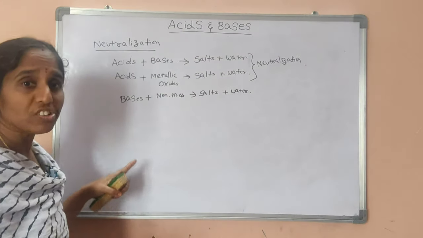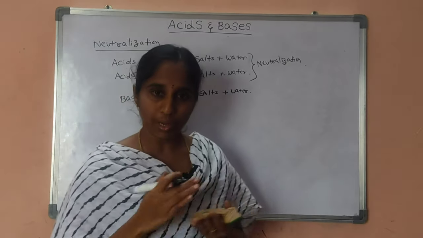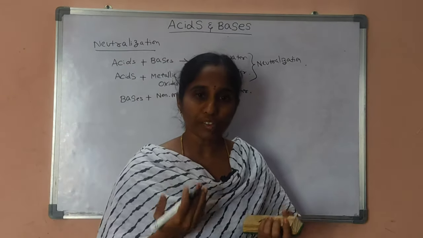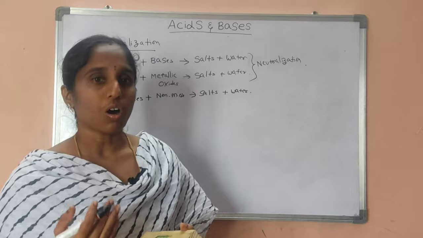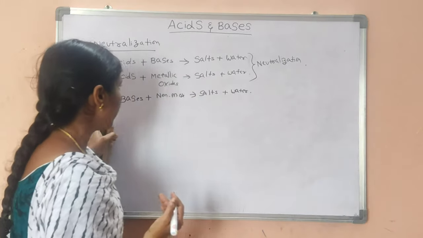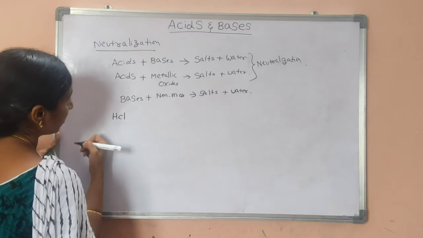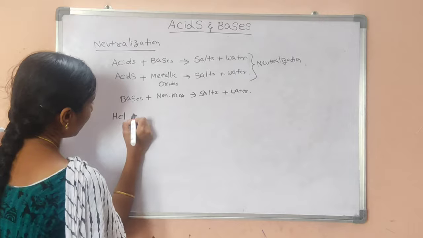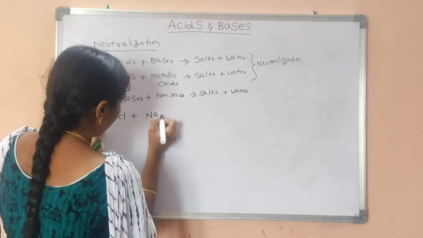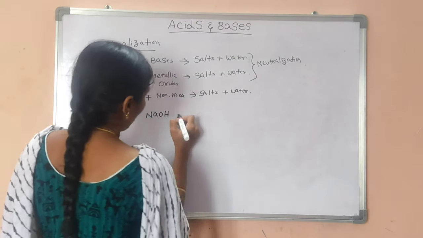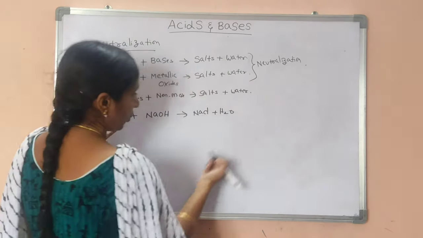So what is the neutralization? Neutralization means the reaction takes place between acids and bases, acids and metallic oxides, bases and acids, bases and non-metallic oxides. Okay, here we can see one example. Acid means HCl, HCl reacts with base NaOH. We will get NaCl plus H2O.